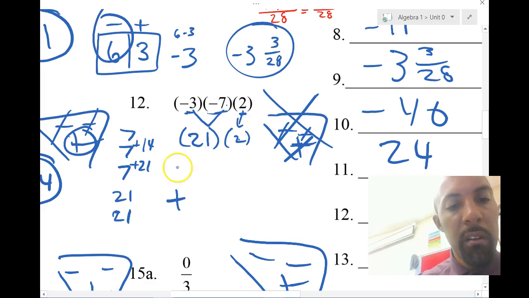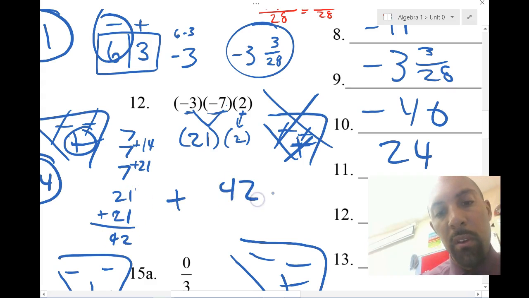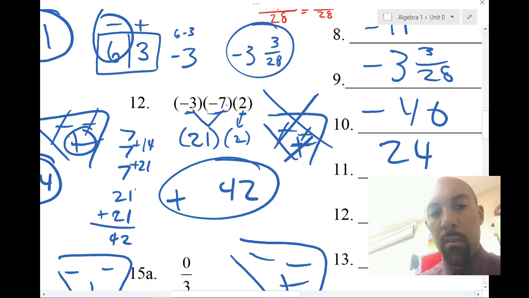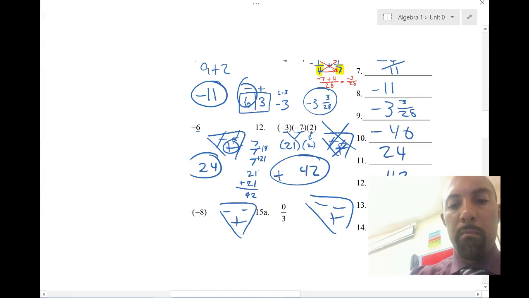I always count the bigger number, okay? And I can just add that together. 21 plus 21 is 42. And I already know it's positive. And I write my answer here. And don't write plus. That's blah. If you write plus, I'm not going to mark it wrong, but that's blah. We don't want that. Okay?